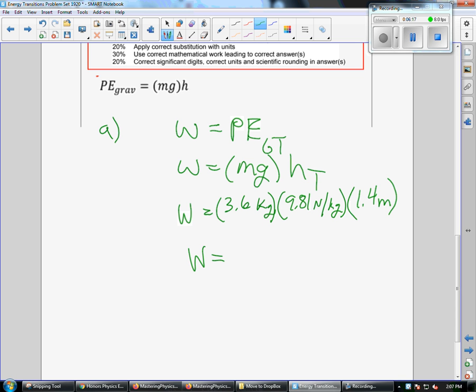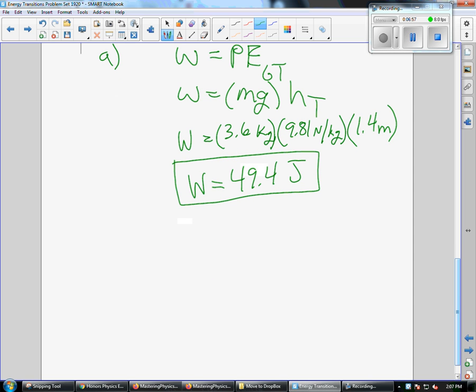Okay. So I have meters and kilograms and newtons and all those fun things, so I know I'm going to end up with joules. So I ended up with 49.4 joules, which I'm pretty confident about. Good?